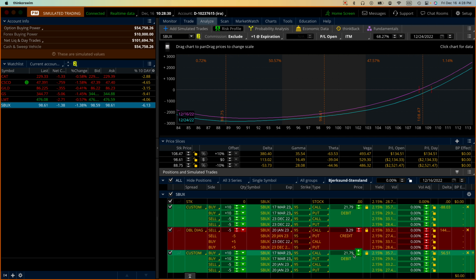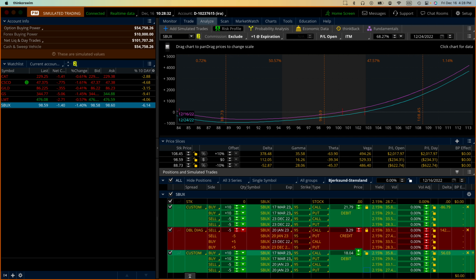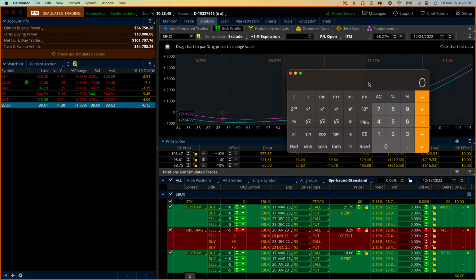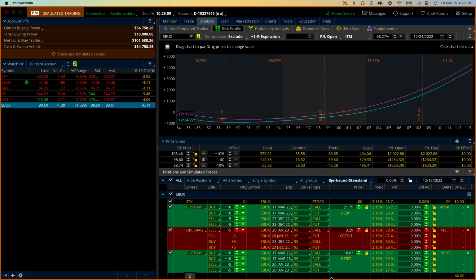And change the number, the debit here. How? Well, subtract this number from this number. So, calculator. Here we have the original cost was $21.79, and we just added a credit of minus $3.29. That's the cost, $18.50, and that's my current cost.